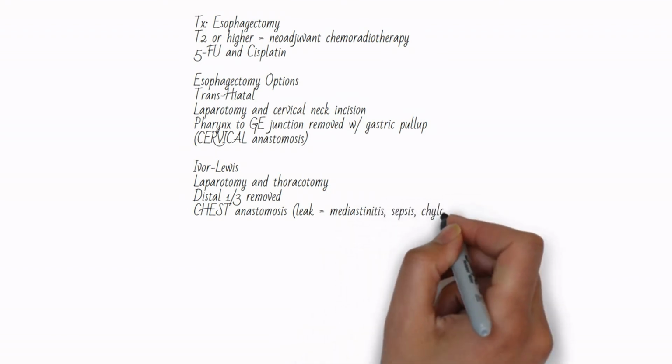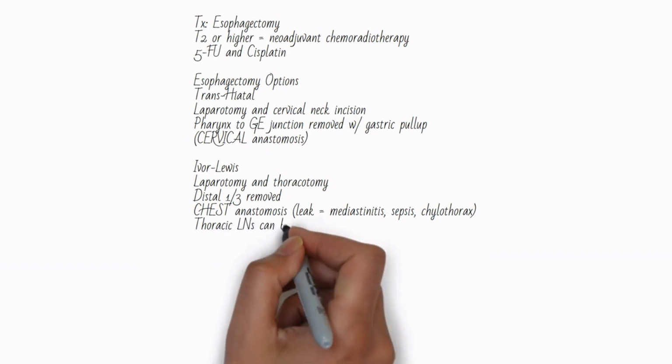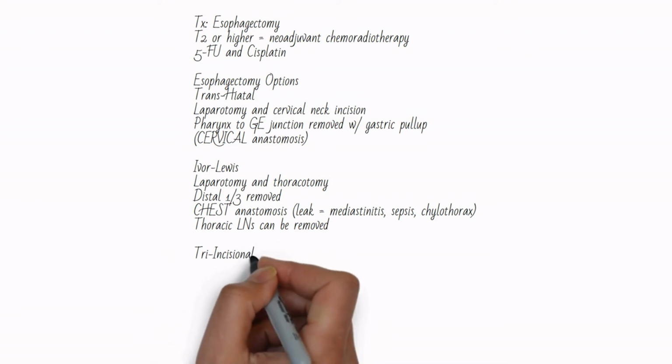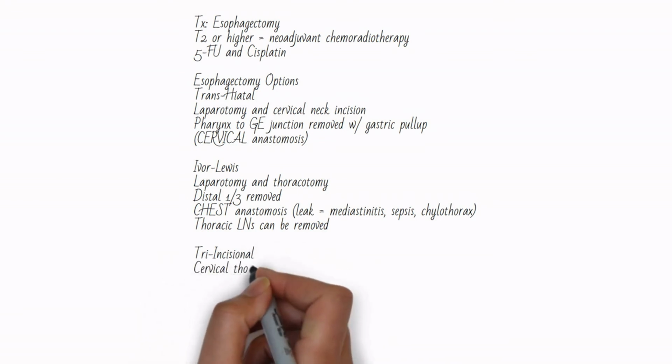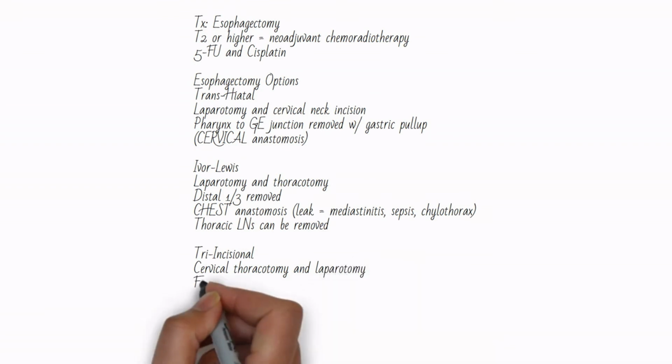The Ivor-Lewis method requires a laparotomy and thoracotomy. Only the distal third of the esophagus is removed, and the thoracic lymph nodes can be removed, but the patient has an intrathoracic anastomosis. Finally, there is the transthoracic approach, including all three incisions.